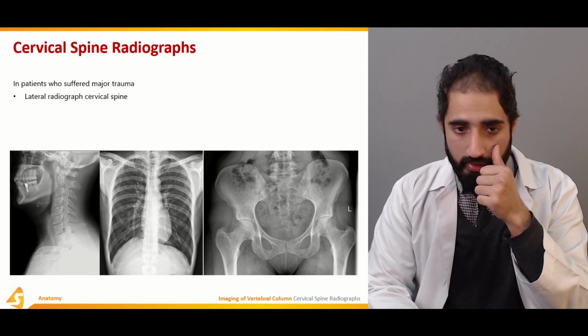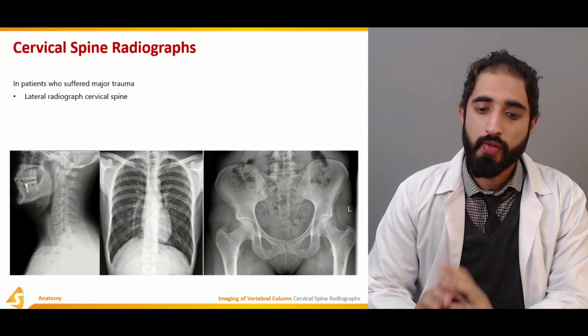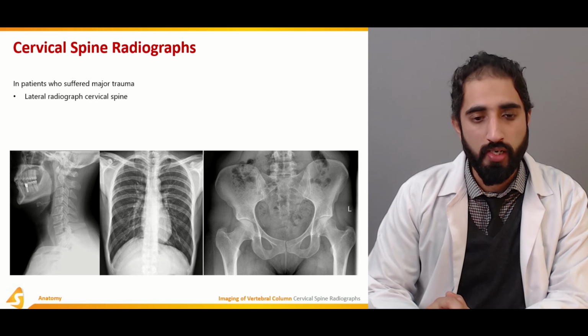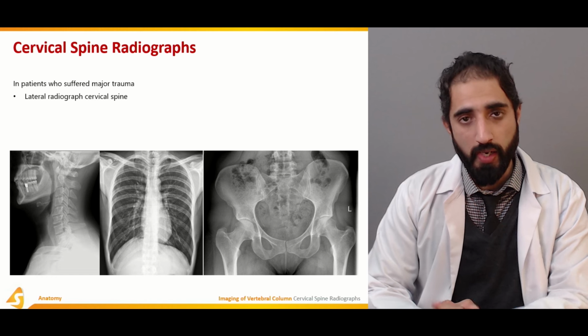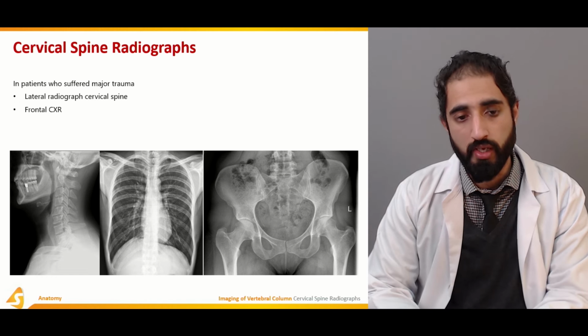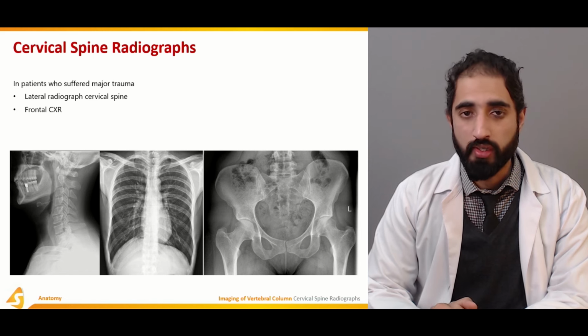So talking about the patients who suffer major trauma, there are 3 x-rays which are mandatory to be done, and one of them is actually the lateral radiograph of the cervical spine, and that is why it is very important. And then we have the frontal chest x-ray.